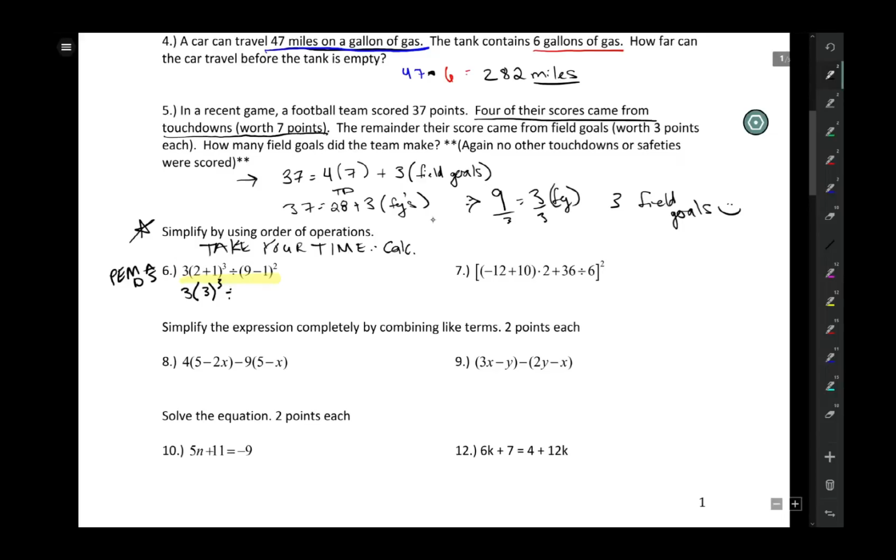3 times 3 cubed divided by 8 squared. 8 squared is 64. 3 to the third is 3 times 3 times 3, 27. Okay, from there, let's see here, we have 3 times 27 divided by 64. Order of operation says multiply these together first. 3 times 27 meaning we have 81. Then we divide by 64.